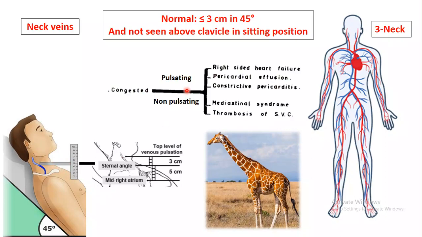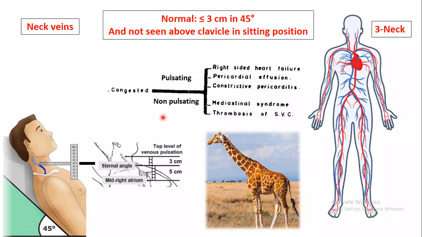So what are the causes of elevated jugular venous pressure or congested neck veins? This is actually divided into pulsating and non-pulsating neck veins. Pulsating means that the jugular vein is still connected to the right atrium without any obstruction. This actually is the most common cause. Pulsating neck veins are seen in right-sided heart failure and impaired filling of the right atrium due to compression from outside by pericardial effusion or by constrictive pericarditis.